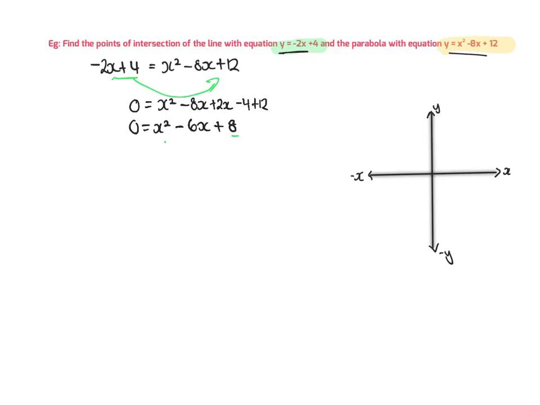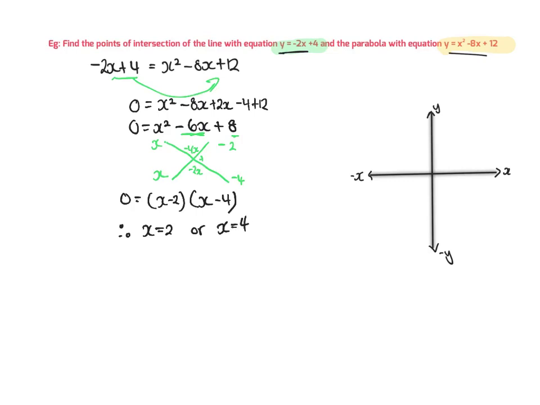It's not one of the patterns, so I'll solve it using maybe the cross method. Factors of positive 8. If I say negative 2 and negative 4, that gives negative 2x, negative 4x, which adds to give me that. So I've got the factors now: x minus 2, x minus 4 equals 0. Therefore I could say x equals 2 or x equals 4.